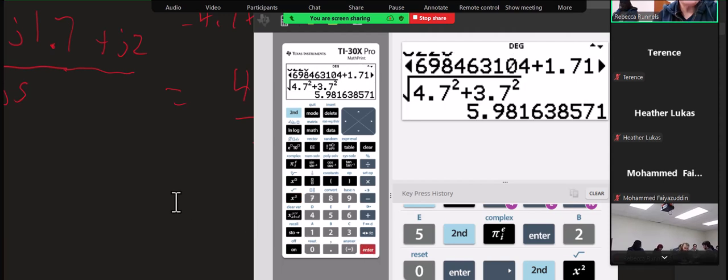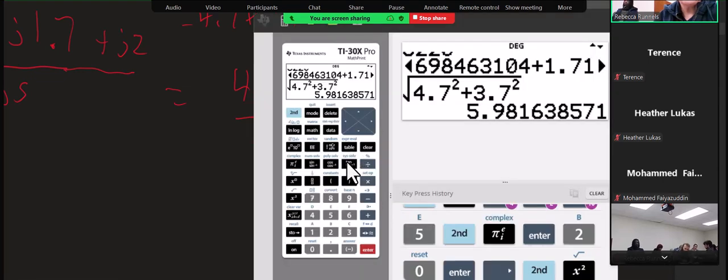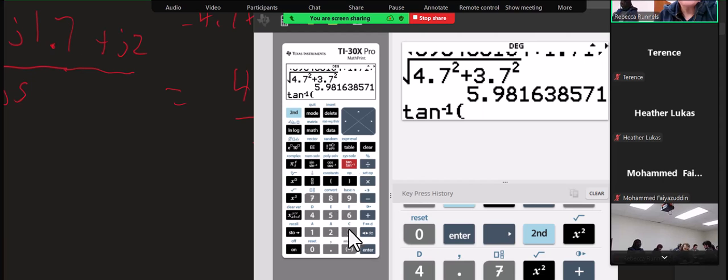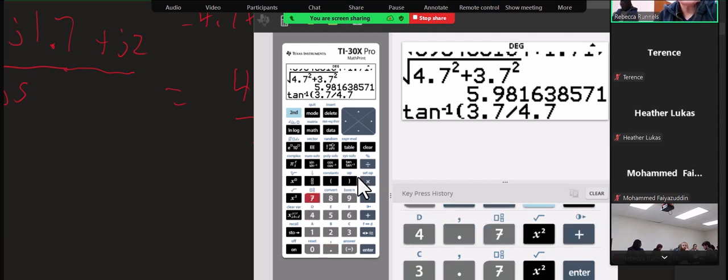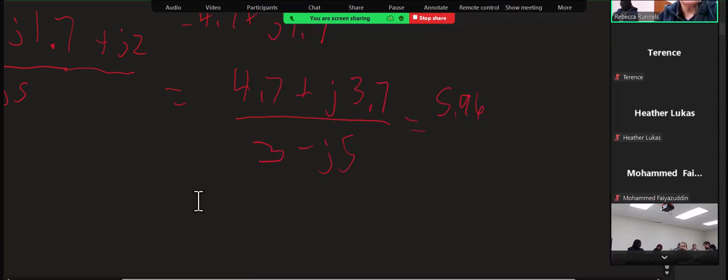And I get 5.98. And then I'll take the inverse tangent of 3.7 over 4.7. Do I need to add or subtract 180 from this when I get this answer of 38.2 degrees? Is that good as it is, or do I need to add or subtract 180? That's good. It's good because they're both positive. So if they're both positive, you're fine.